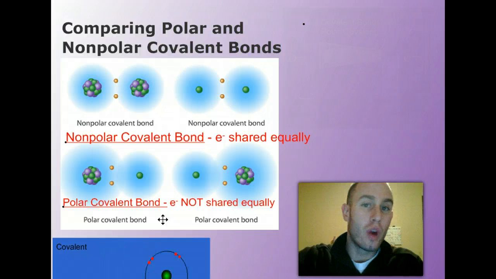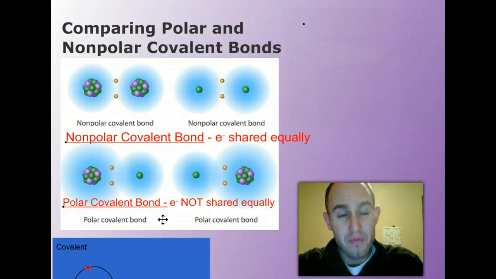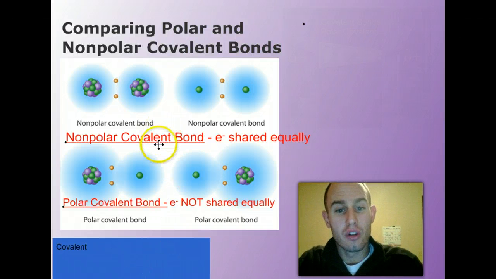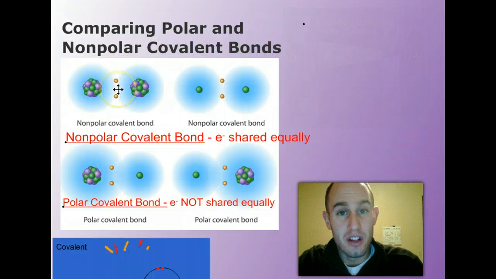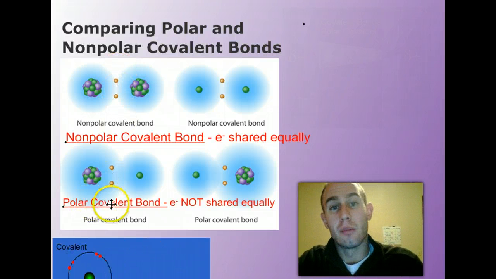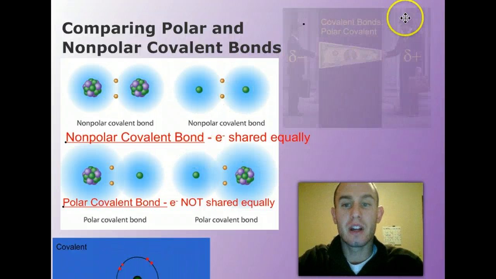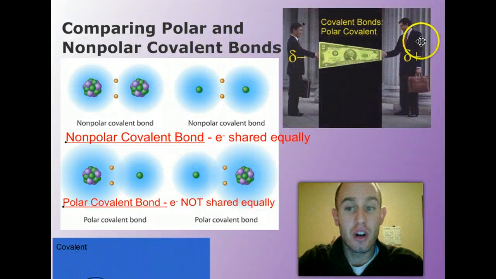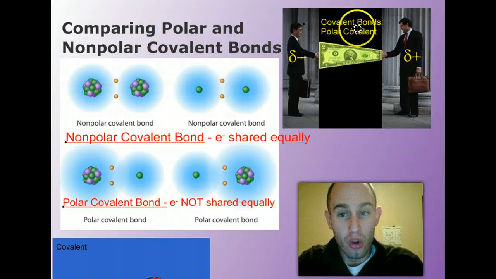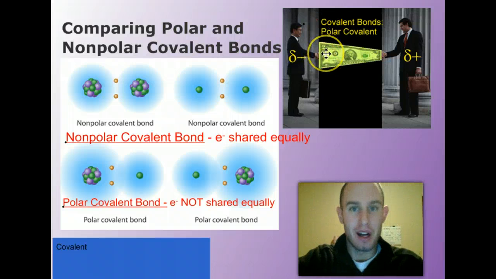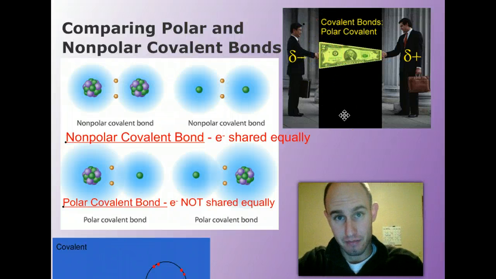So the electrons are either way far away from the center or close to the center. In a nonpolar covalent bond, they're more in the center. They're more equally shared near the equator. Polar, think of the poles, the electrons are far to one end, far to the other. This picture also does a very good job of showing a polar covalent bond. One gentleman is going to have more of the money than the other gentleman.